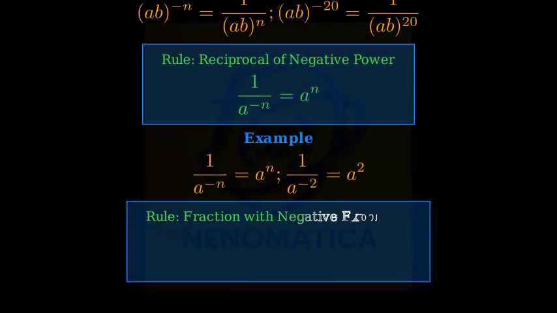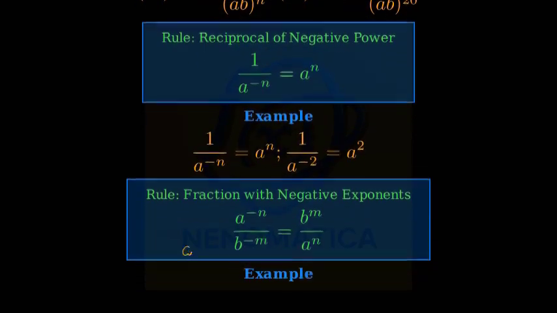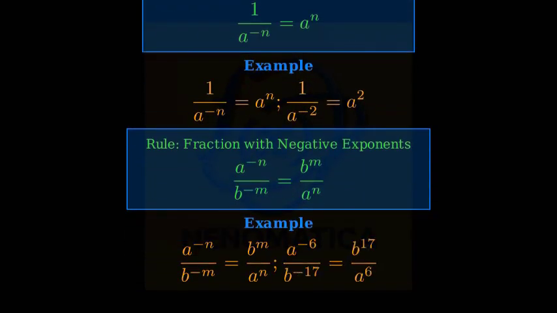The ninth rule deals with fractions that have negative exponents. When we have a fraction where both numerator and denominator have negative exponents, we can rewrite it as a reciprocal with positive exponents.